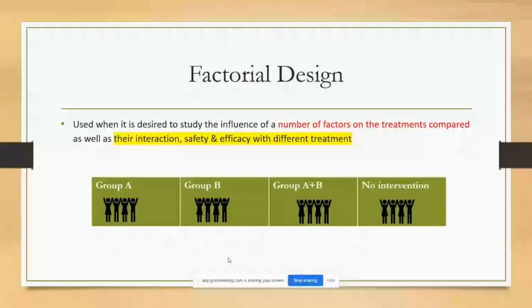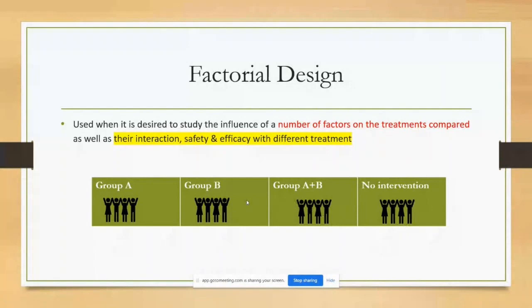Factorial means many factors together; the word itself suggests a number of factors on the treatments compared with similar different populations, their interaction, their safety, efficacy with different treatments. Suppose to group A I am giving Tribhuvan and group B Mrityunjay, and in a third group A plus B, means both interventions together, Mrityunjay as well as Tribhuvan, and to another group no intervention is allowed. Then I have to check the different factors, which one is more suitable, which one gives more reliable results, whether group A or group B or the A plus B combination is working, or no intervention is working. So on the factorial basis we come to the inference which one is acting better. So this is factorial design.